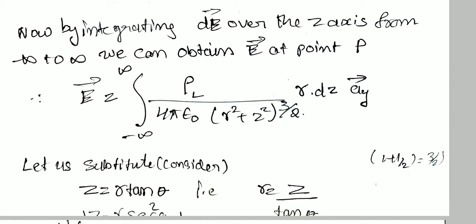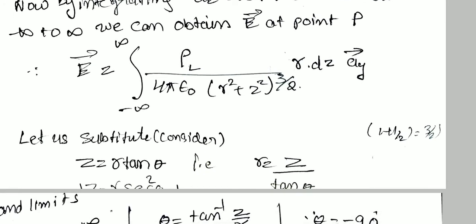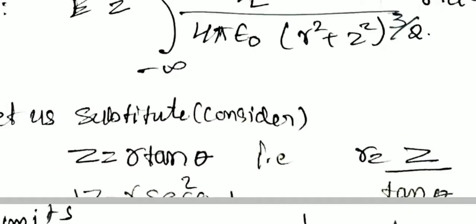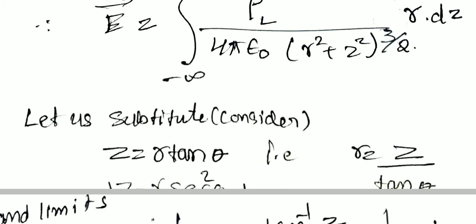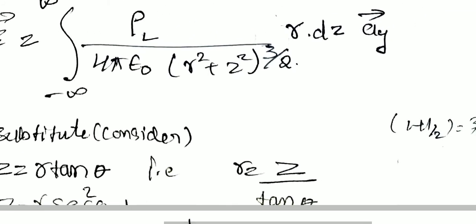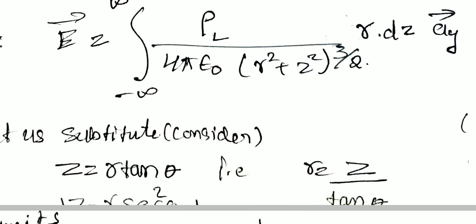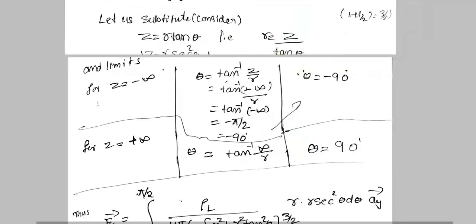In order to integrate this, we know in mathematics we take some substitutions. So let us substitute z is equal to r tan theta, and dz is equal to r secant square theta d theta. Here dz is not visible, so differentiation of z is dz, and when we differentiate this, it becomes r into secant square theta, the differentiation of tan theta. Because theta is there, we write another term d theta. So dz is equal to r secant square theta d theta, and r is nothing but z divided by tan theta.